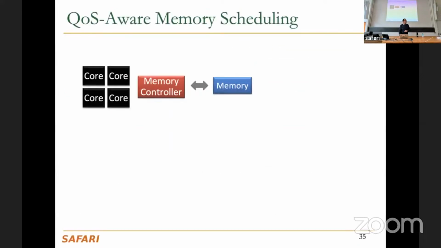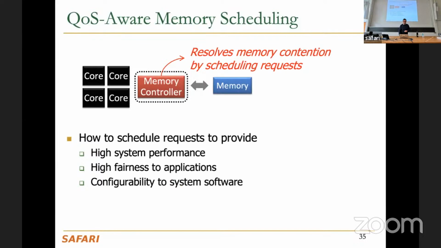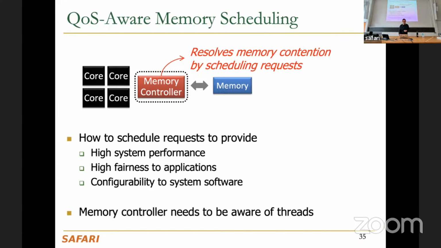Okay, I'm going to talk about quality of service over memory scheduling. I've shown you this picture before. The key is how do we schedule requests to provide high system performance, high fairness to applications, and configurability to system software. Remember, when we talk about self-optimizing memory controllers, we just said high system performance. I think going into the future, using machine learning techniques to enable all of these is actually very, very interesting also, but it's a problem that's not solved yet.